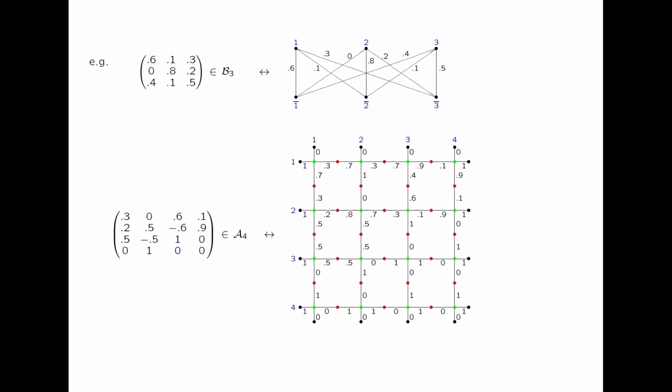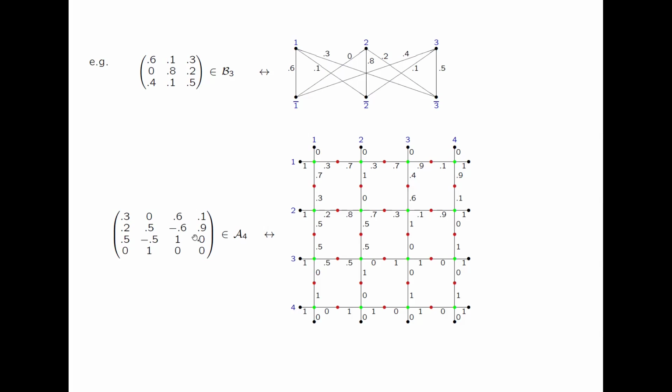And here's a quick example using the elements that we saw earlier. So this was the element of the Birkhoff polytope B_3, and you can see here that the 0.6, 0.1, 0.3, which are in row 1, get associated with vertex 1. Then 0.8, 0.2 get associated with vertex 2, and so on. And likewise, you can look at a column, 0.1, 0.8, 0.1. That's this 2 bar here, and you can check that all the incident edges have numbers that sum to 1 here.